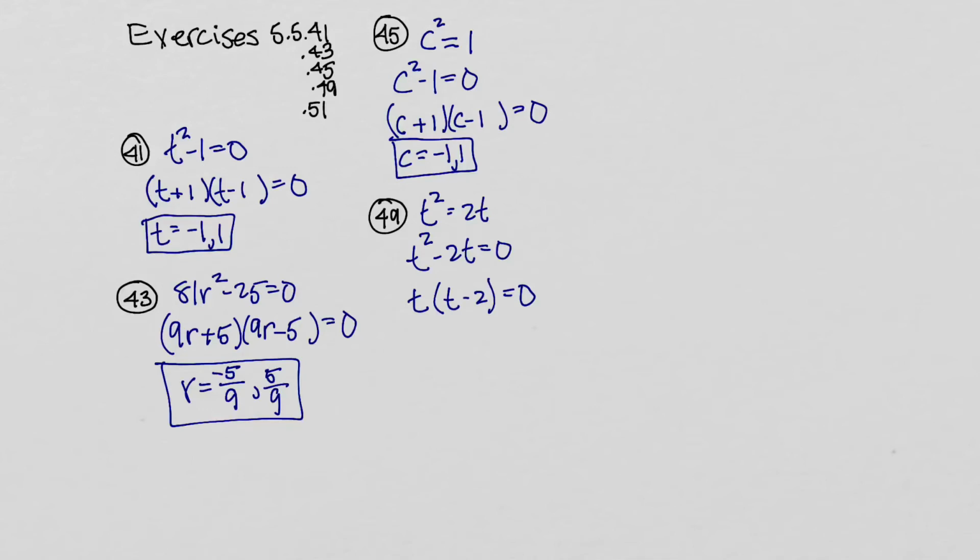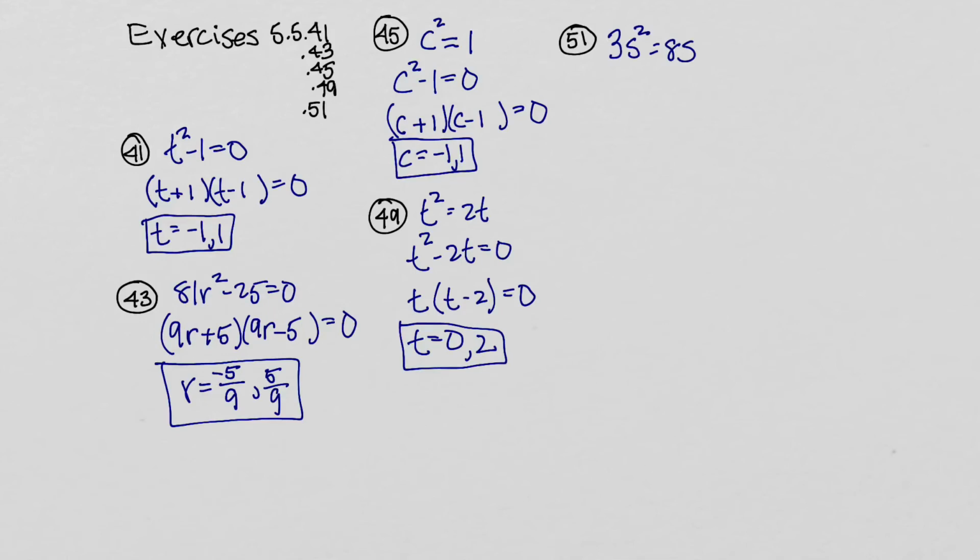And now we have two factors giving us 0. So this factor here and this factor here. What's going to make this one 0? This one's so easy it's hard sometimes, but it's 0, right? 0 will make this 0. And what's going to make this 0 is a 2. So there's our two solutions to this equation.